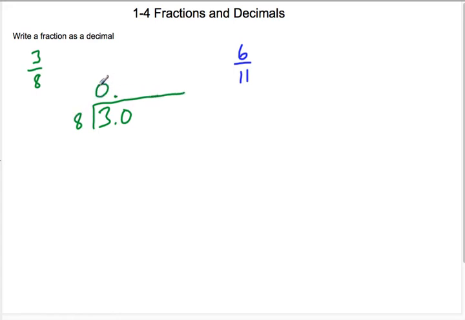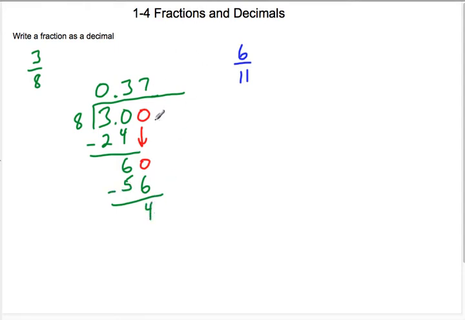So 8 does not go into 3. It goes into 30 3 times. So that's 24. So we have a remainder of 6 here. But our goal is to turn it into a decimal, and so we're not going to use any remainders. So in this case we need to put an extra 0 in there, bring it down, and let's see what we do. 8 goes into 60 7 times, and that is what, 56. And we still have a remainder, so we're going to keep going.